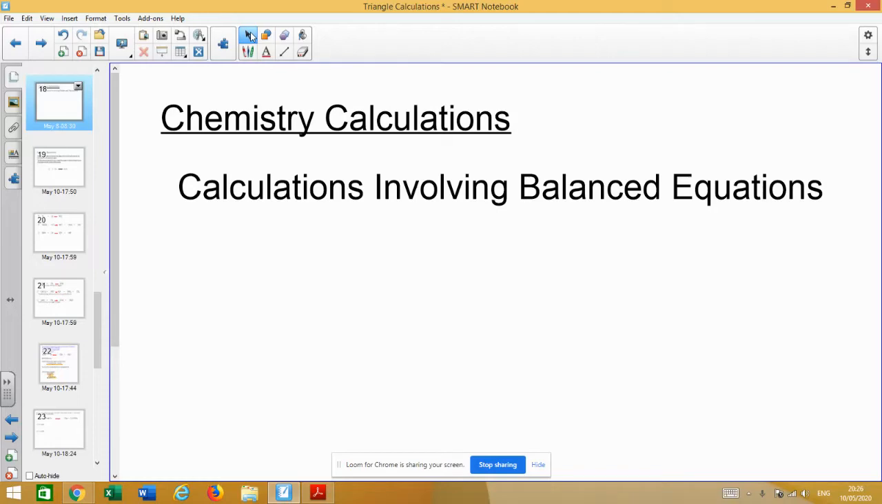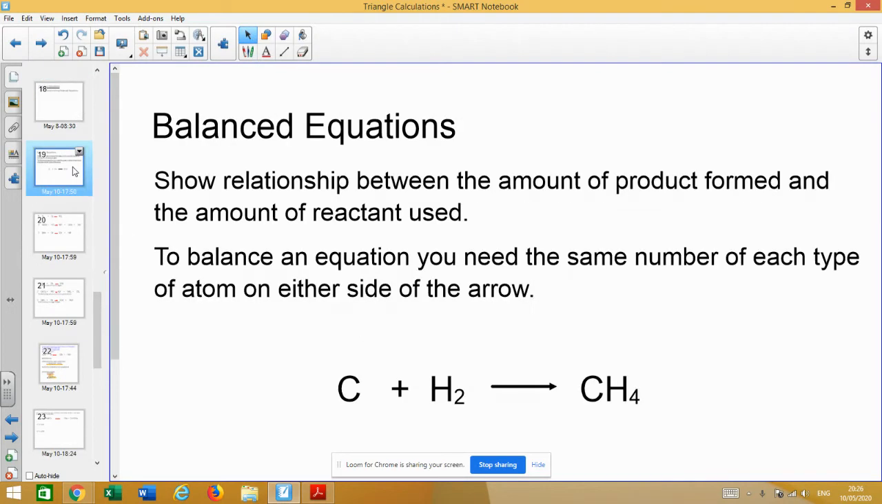So calculations involving balanced equations. Balanced equations show the relationship between the amount of product formed and the amount of reactant used. To balance an equation, you need to make sure you've got the same number of each type of atom on each side of the arrow. This is because we can't just magically produce atoms. We have to put them in to get them out. We're just changing the formation of the bonds. We're not actually changing the atoms.